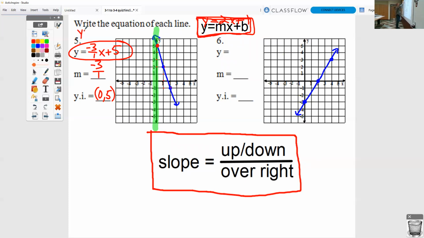If you wanted to write it like this instead, y equals -3x plus 5, instead of making that -3 over 1 as a fraction, that's perfectly fine as well. Take a look at the second one.